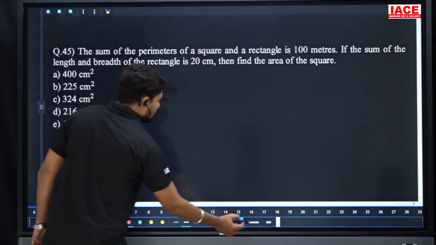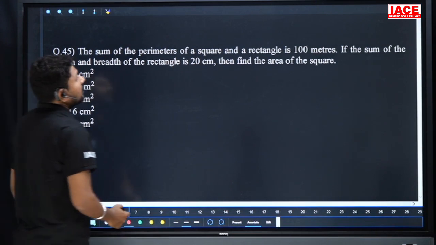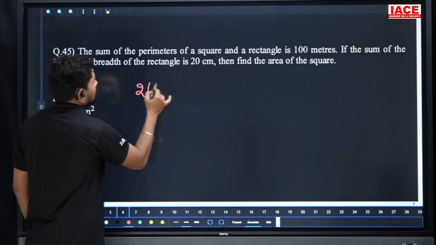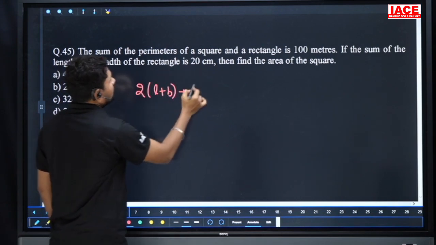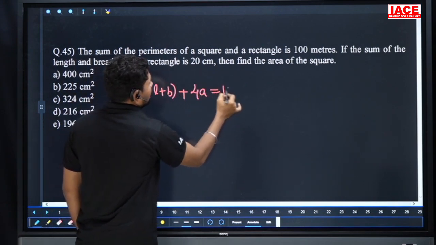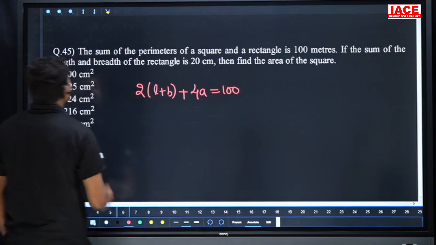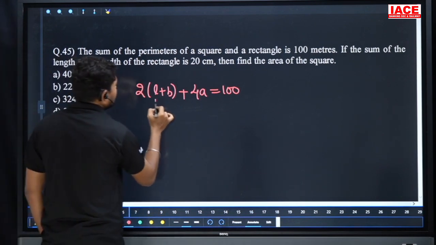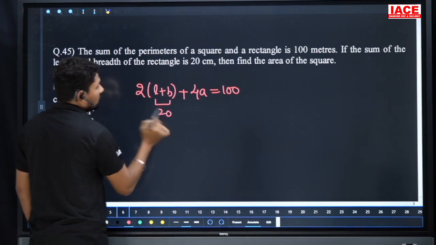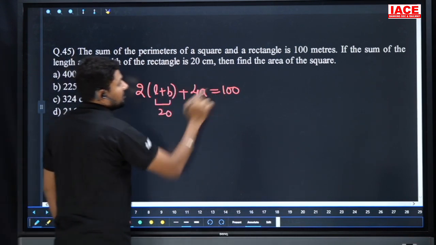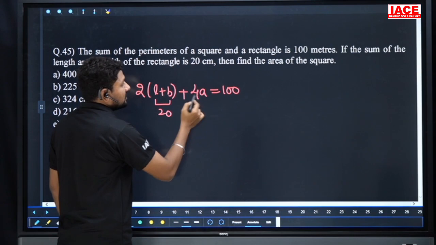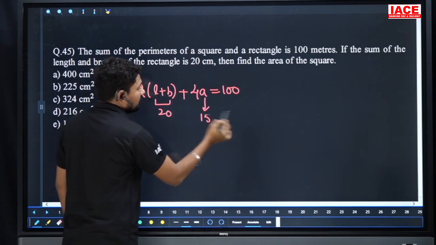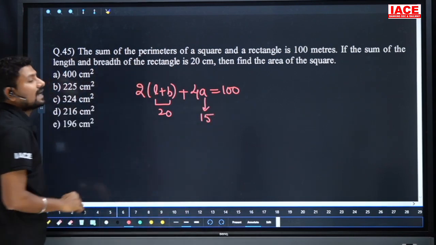Here the sum of the perimeters of the square and the rectangle is 2 into (a plus b) plus the perimeter of the square, which is equal to 100 meters. If the sum of the length and breadth of a rectangle is 20, then 2 twenties are 40. Removing 40 from the 100 gives 60. 60 divided by 4 gives A equal to 15. Then the square side value is 15.